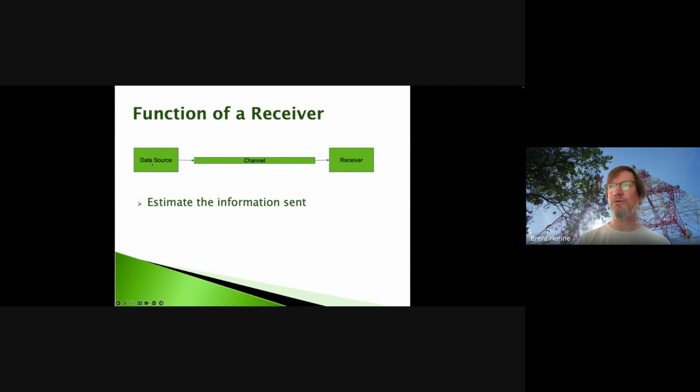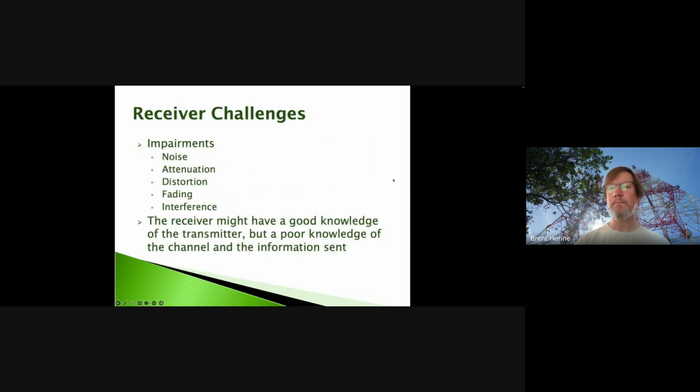We've got some data source, and we process that data to adapt it to the channel. We send it through the channel over some distance, and the receiver at the other end is trying to estimate what the information was that was sent. So remember, the purpose of a communication system is to send information, to communicate information.